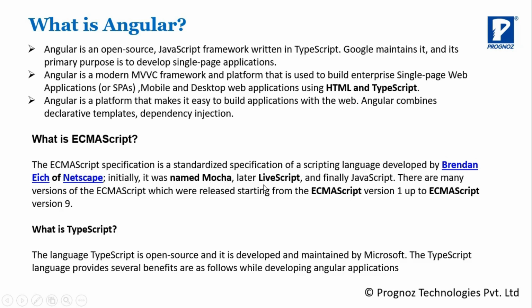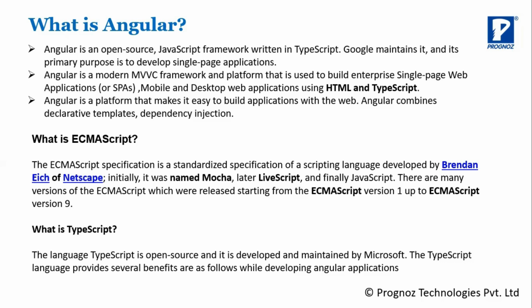ECMAScript का initial name क्या था? Mocha. Later it was named LiveScript. Okay, अभी हम लोग LiveScript भी बोलते हैं. And finally it is called JavaScript. And there are many versions of ECMAScript, released from version 1 to version 9. And we did the ECMAScript 6 version.